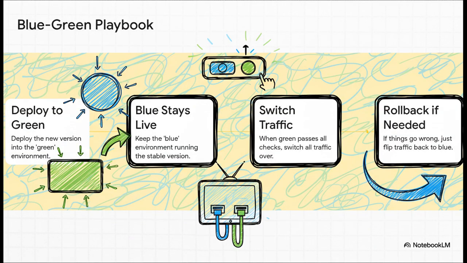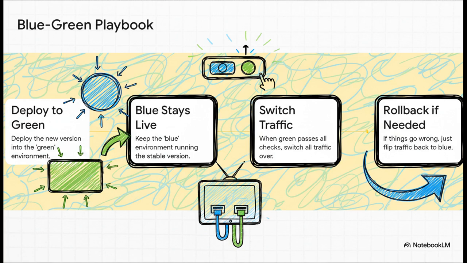And that simple idea leads us to one of the most famous patterns out there, the blue-green deployment. It's so simple and brilliant. You've got your current stable version, we'll call it blue, handling all your live users. Then you deploy the new version to a totally separate but identical environment. We'll call that one green.